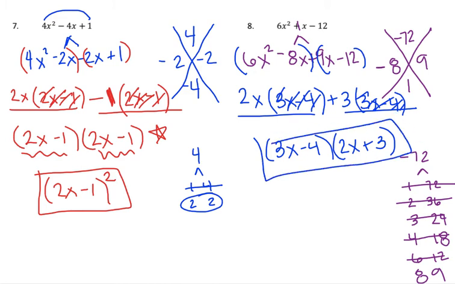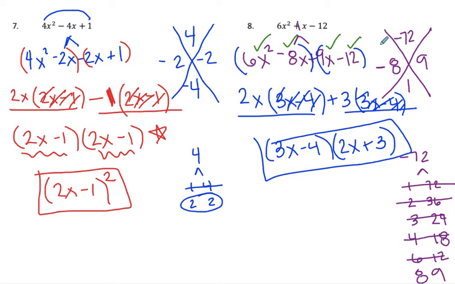And again, let me check my work real quick. 3x times 2x, there's 6x squared. 3x times 3, there's 9x. Negative 4 times 2x, there's negative 8x. Negative 4 times 3, there's negative 12. All right, so when we check that, we end up getting back to what we started with there.